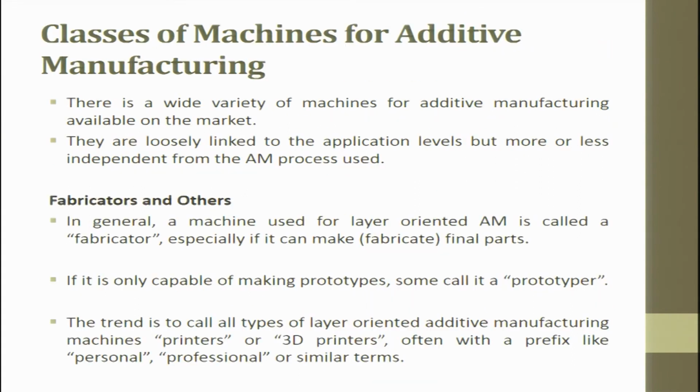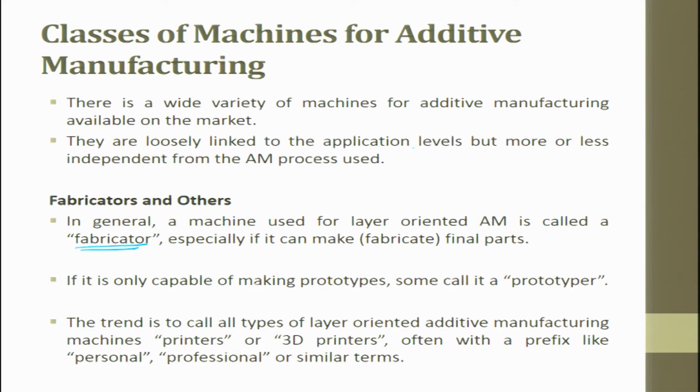So, the classes of machines for additive manufacturing: there is a wide variety of machines for additive manufacturing available in the market. They are loosely linked to the application levels we have been seeing, but more or less independent from the additive manufacturing process used. In general, a machine used for layer oriented additive manufacturing is called a fabricator, especially if it can fabricate a final part.